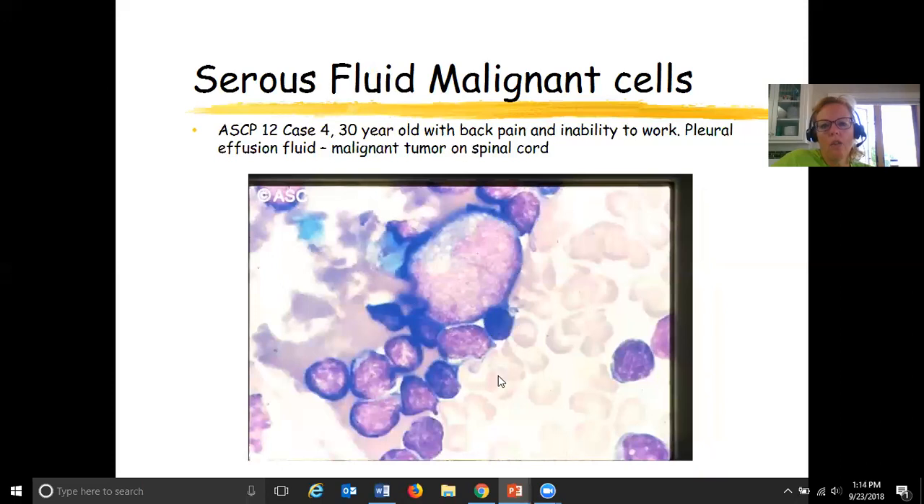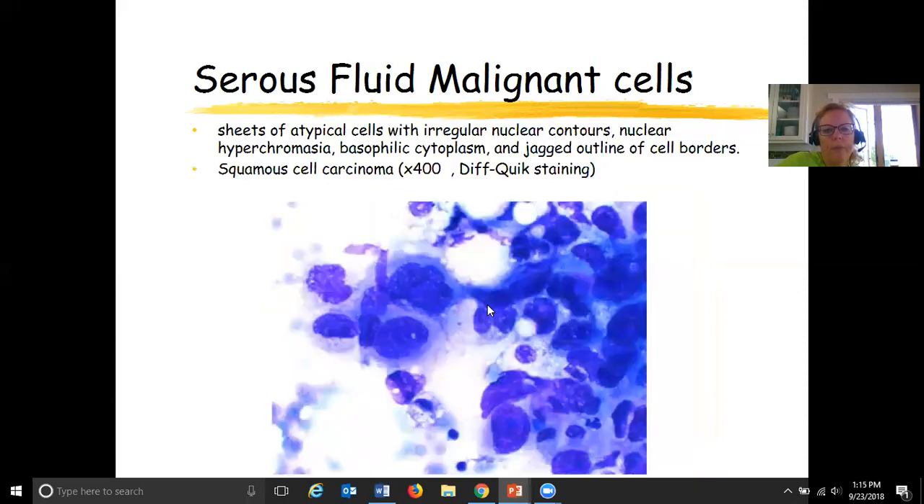Here's a 30-year-old with back pain. This is a pleural fluid. They also had a malignant tumor on the spinal cord, and so they had this effusion with these big malignant cells in there.